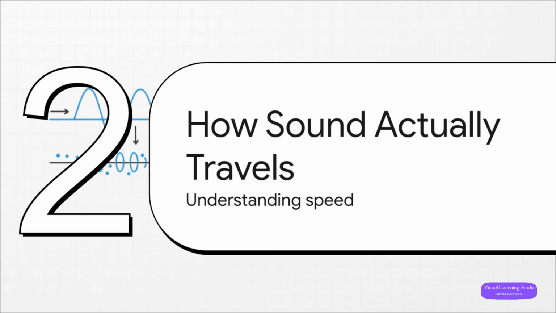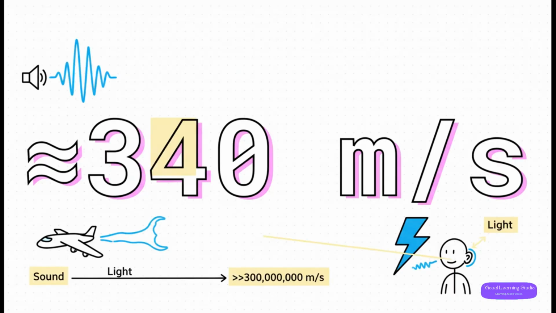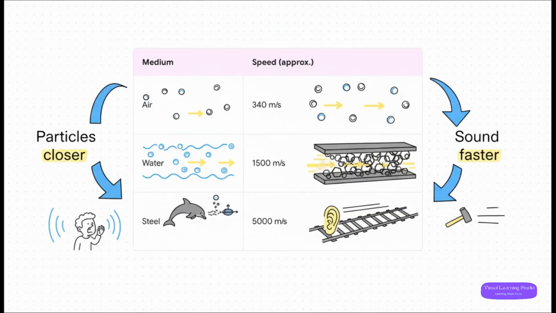Okay, so let's put this all together and talk about how fast sound travels. And the answer isn't just one number. It completely depends on what the sound wave is moving through. As a baseline, in the air around us, sound travels at about 340 meters per second. Now that's pretty fast, but it is way, way slower than the speed of light. And that's exactly why, during a storm, you always see the flash of lightning before you hear the boom of thunder.